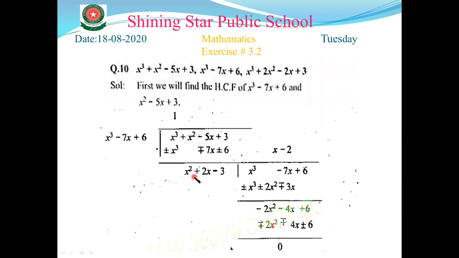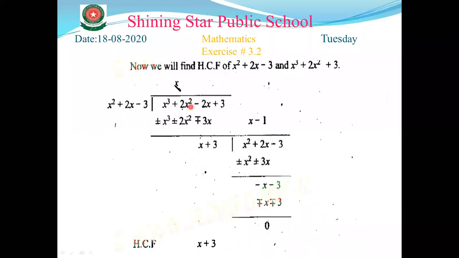So we multiply with minus 2, because we have to make it the same in sign and variable and power. When we multiply minus 2 with this expression, it will give you minus 2x square minus 4x plus 6. Change the signs. After changing the sign, all the terms are cancelled.